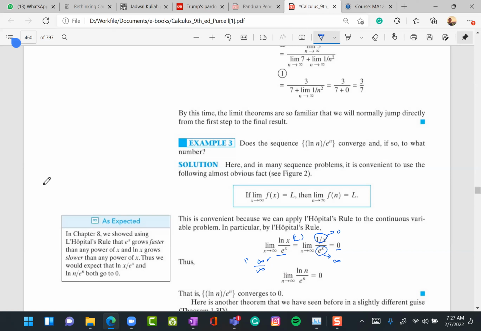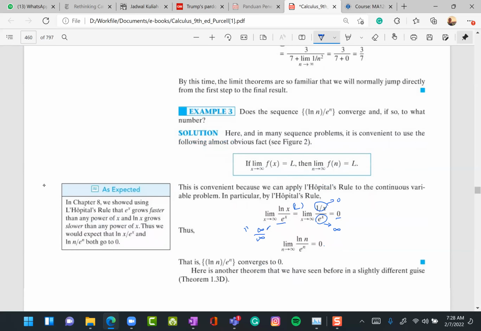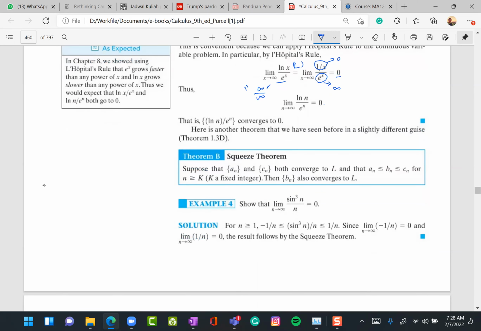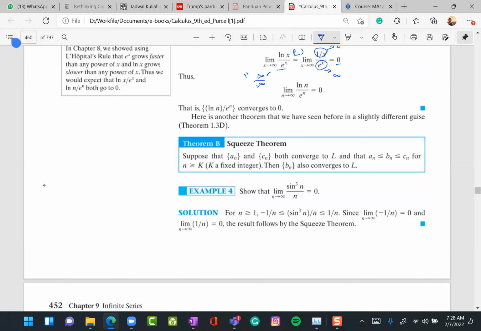And because you know the limit of the function is 0, then the limit of the sequence is also 0. So you just pretend this n is just x and compute, and you can compute a lot of things, because the laws of limits, how to compute limits, apply also for sequences, like the squeeze theorem. Just like this one here.